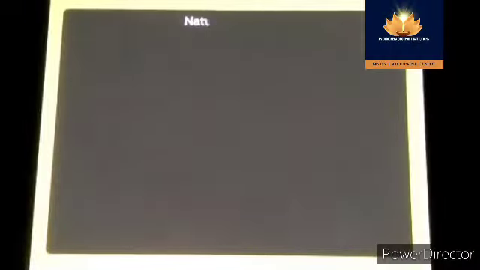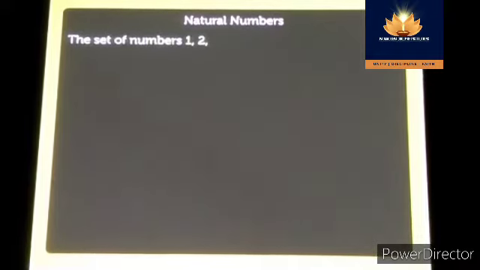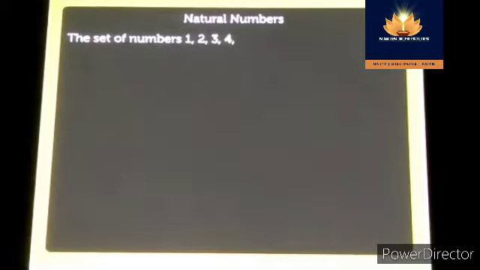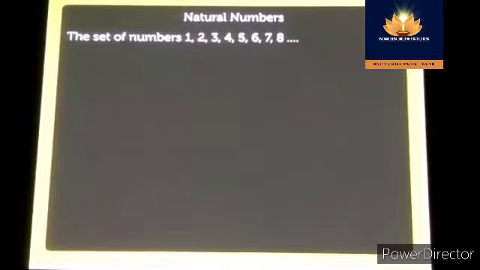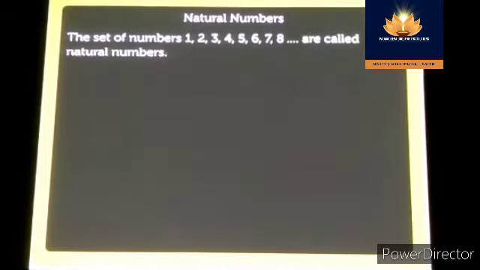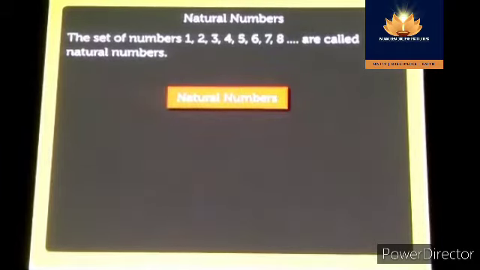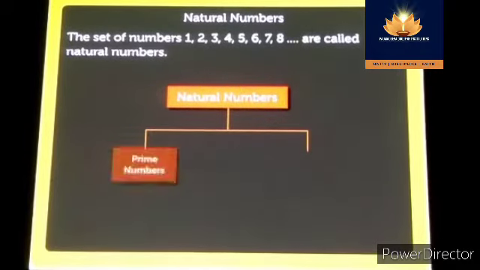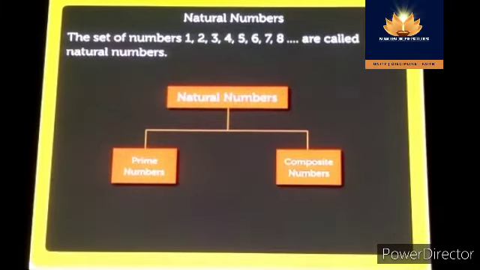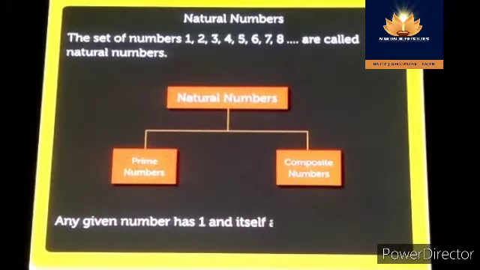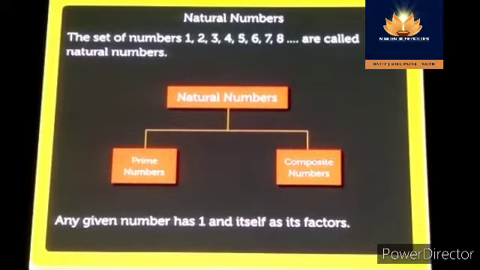So students, first let us see what natural numbers are. The set of numbers 1, 2, 3, 4, 5, 6, 7, 8 and so on are called natural numbers. Natural numbers can be divided into prime numbers and composite numbers. Remember that any given number will always have 1 and itself as its factors.